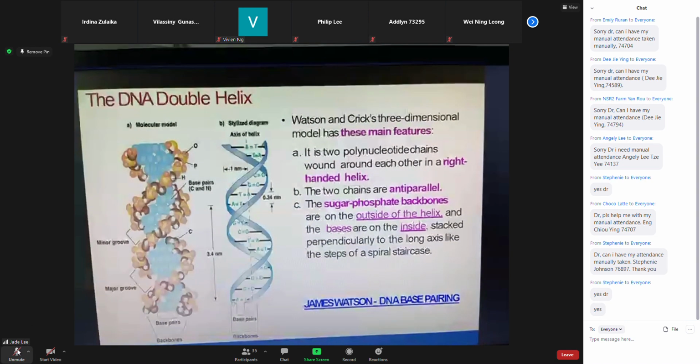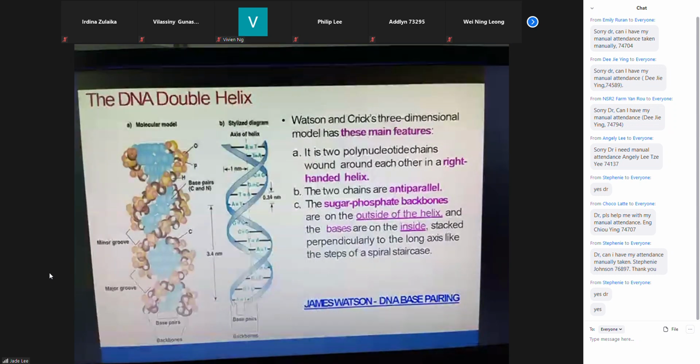Okay, very good. So the sugar-phosphate backbones are on the outside of the helix, and the bases are on the inside, stacked perpendicular to the long axis like the steps of a spiral staircase. Like our staircase. Have you seen a spiral staircase? Yes, doctor. The place where we step is the bases, right? Yes. And the place where we hold with our hand is the sugar-phosphate backbone. Okay?